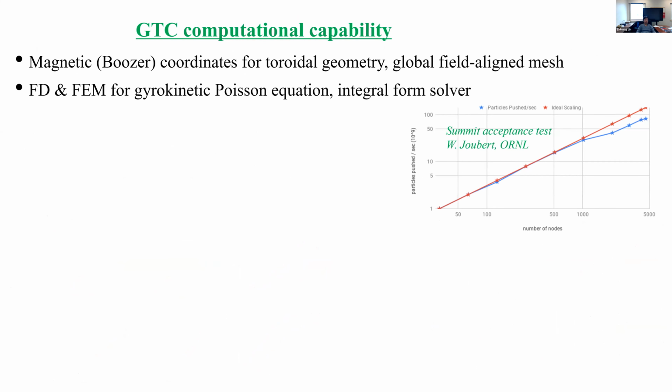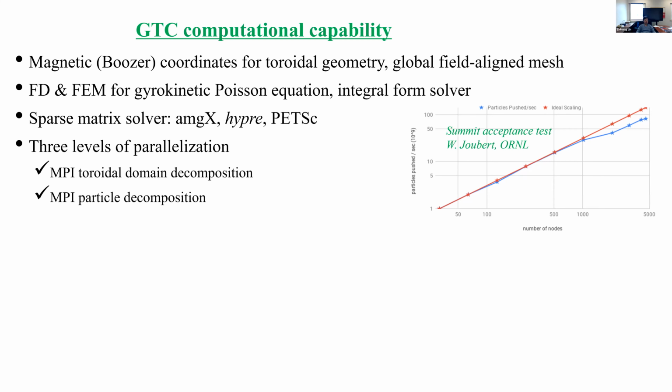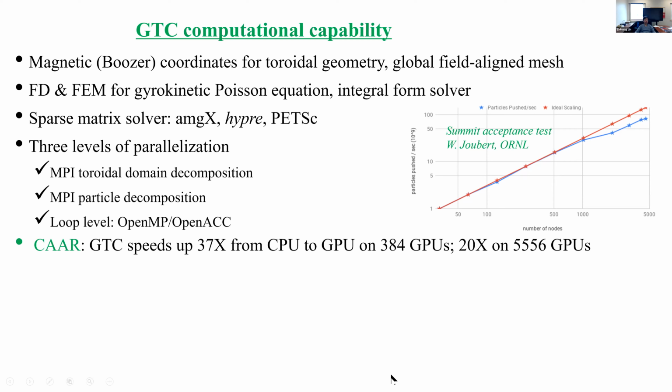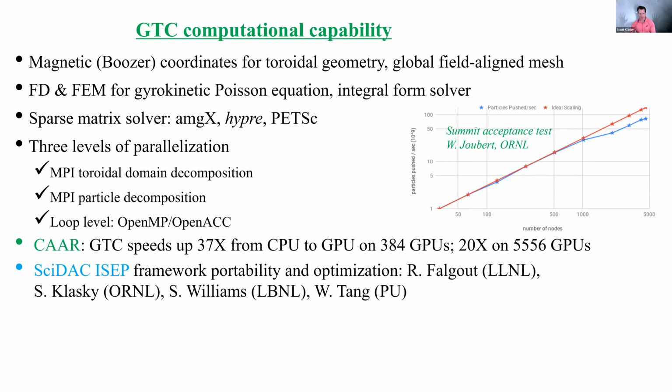The GTC code has implemented a series of different solvers and parallelizations, including a hierarchy of domain decompositions and shared memory models using both OpenMP and OpenACC. And the code has been fully optimized on GPU computers thanks to the DOE CAAR project, which led to a GTC speedup of about 20 times on one fifth of the whole Summit. And as part of the Summit acceptance test, simulations using physical parameters were able to scale up almost to the whole machine.